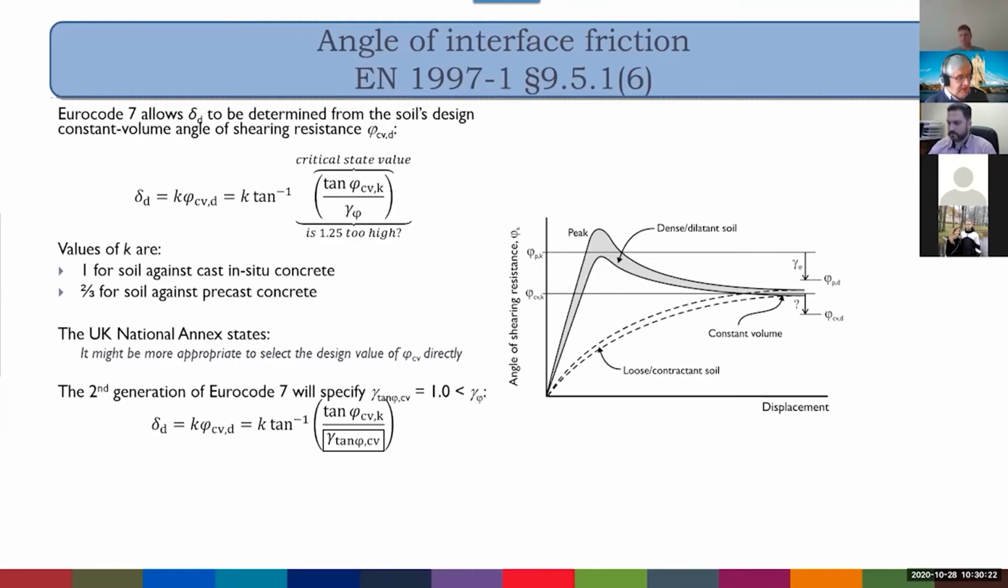So the second generation of Eurocodes will provide a separate factor on phi CV so that you're not having to apply a factor of 1.25. This is where the current Eurocode is not giving good advice, and most experts advise you to do something slightly different. National annexes often give you a way of doing that, but this is where I would depart from the standard, the current standard.